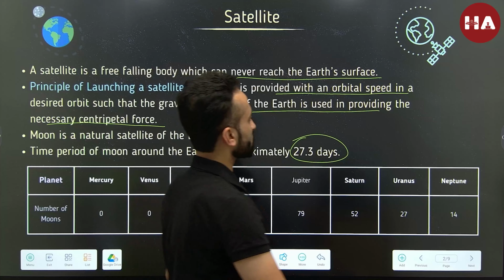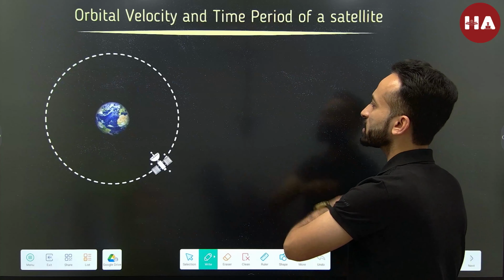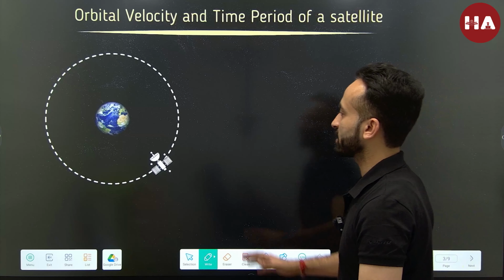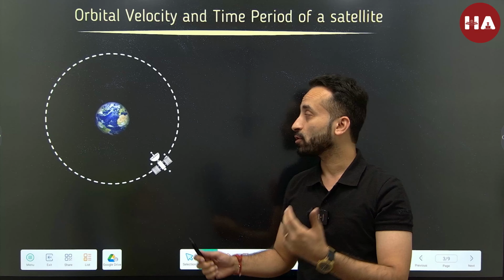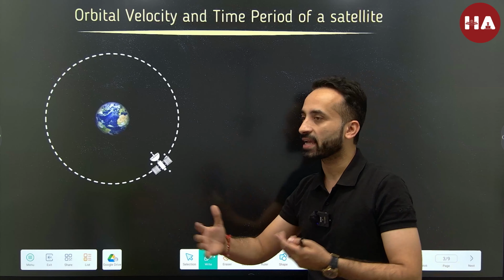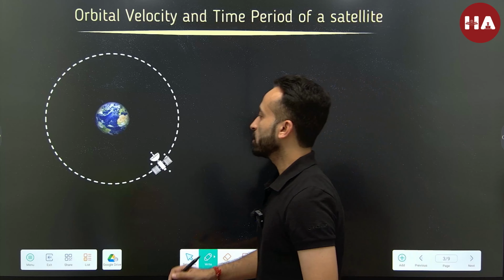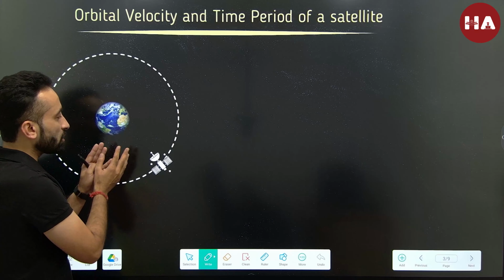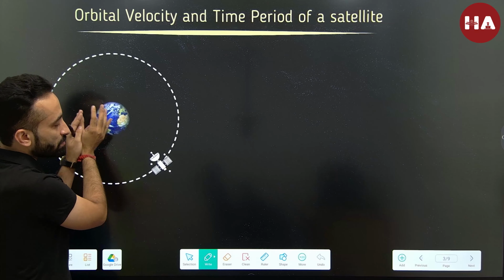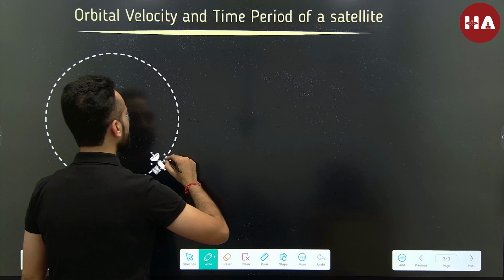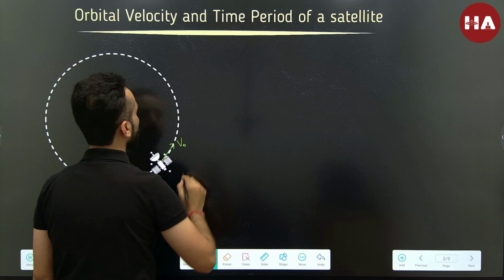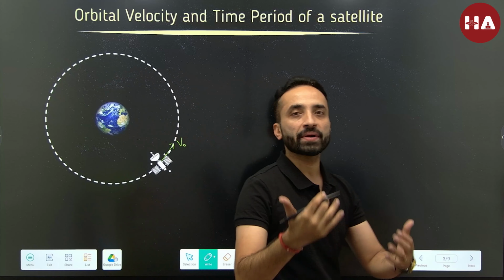Alright, so now listen to this very carefully. What is the exact principle of launching a satellite? Let's say this is an artificial satellite that we have launched into its desired orbit. How does it function? We first use some rocket arrangement to take the satellite into the desired orbit. Once it reaches there, we ensure that it has some orbital speed.